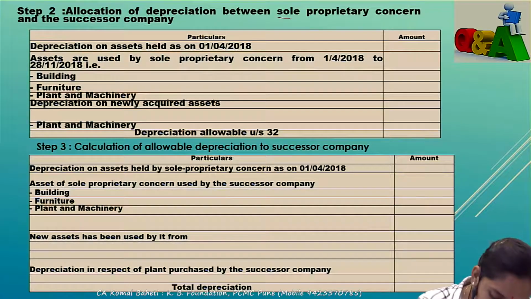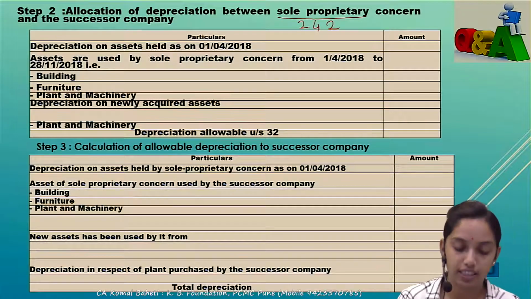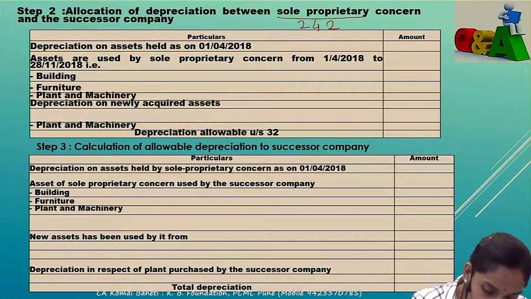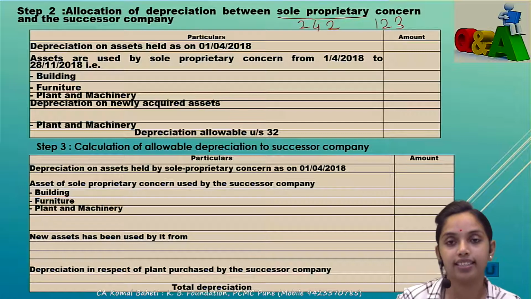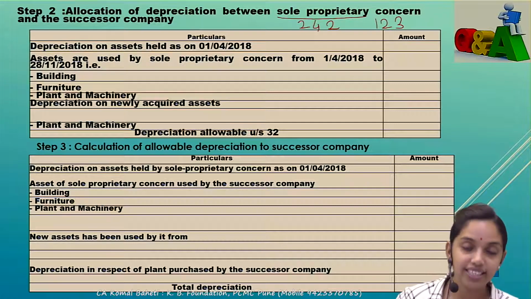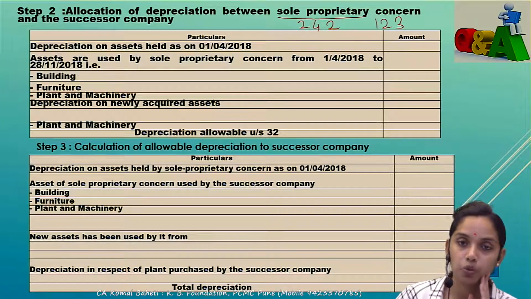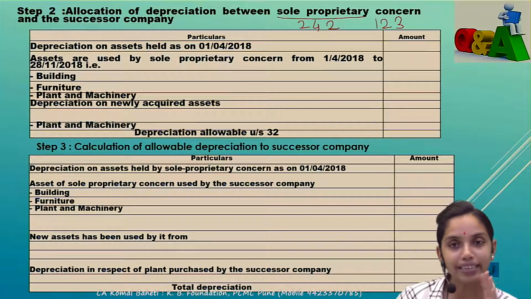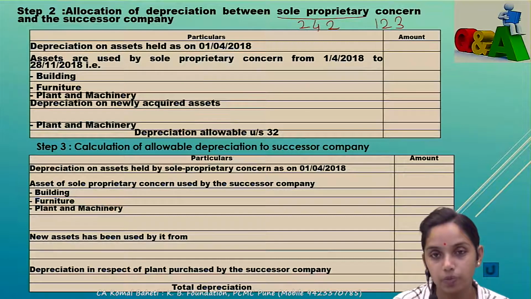The sole proprietary concern had used an asset for 242 days out of the 365 days. For the 123 days, the asset is used by the successor company, from the 20th of November till the 31st of March. So the depreciation should be allocated in this ratio, correct.